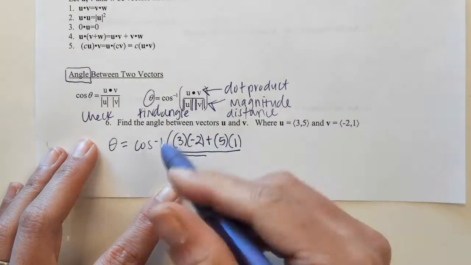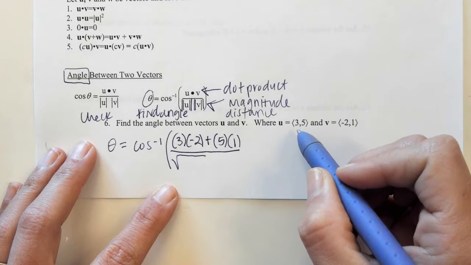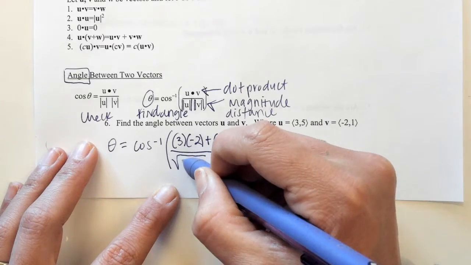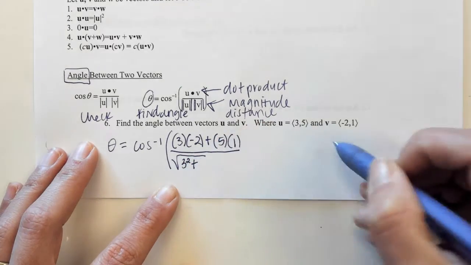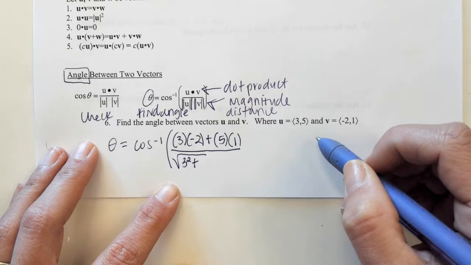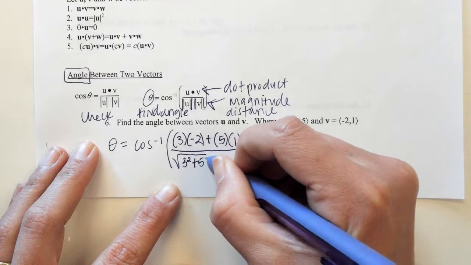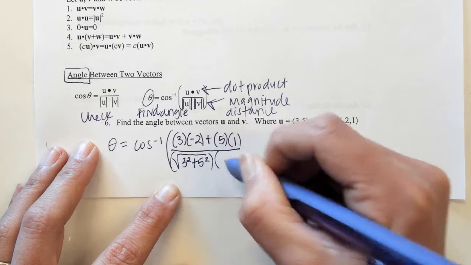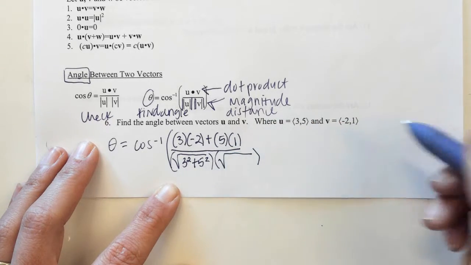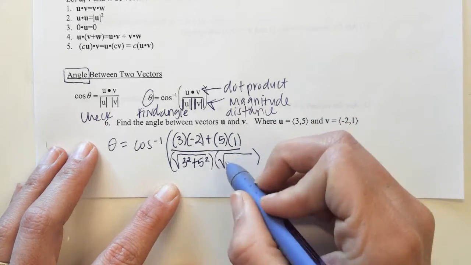Square root of, for u, what's the x value? 3. So it would be 3 squared plus what? Y value? 5 squared. And I'm going to put those in parentheses. And then the magnitude of the second vector, how would I set that up?